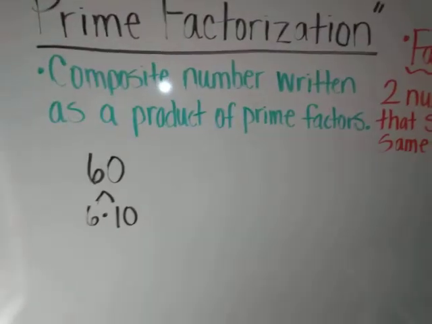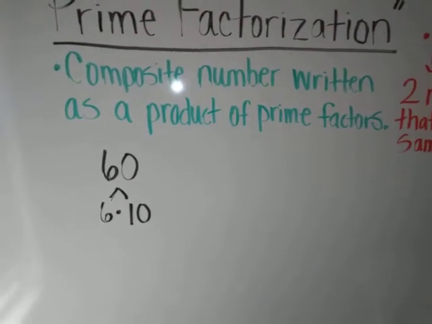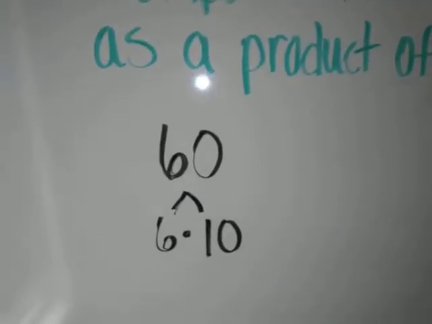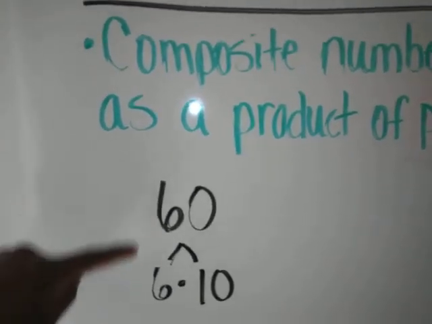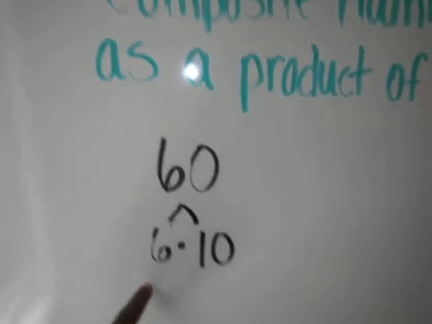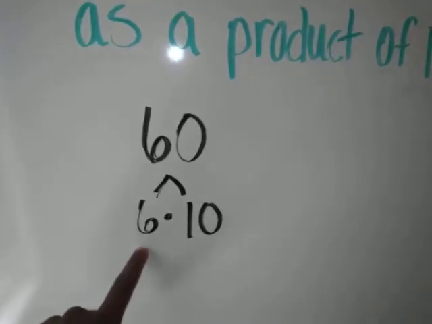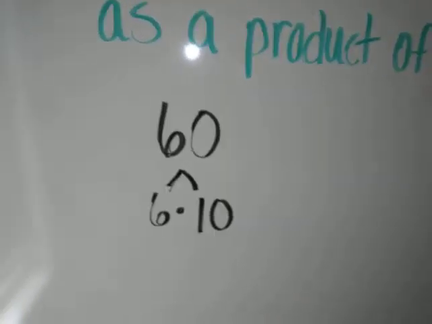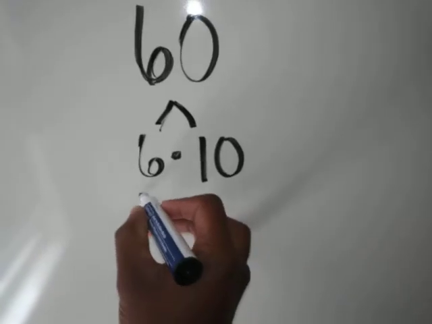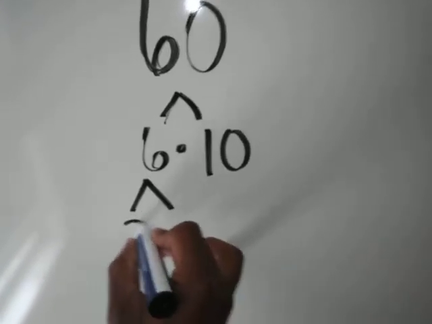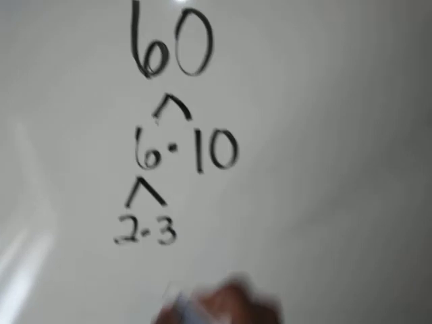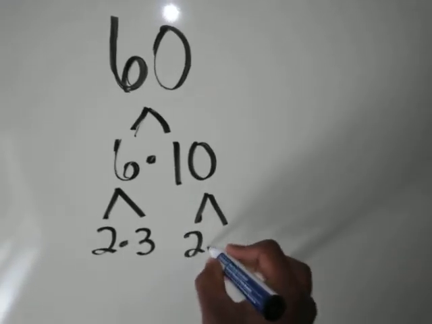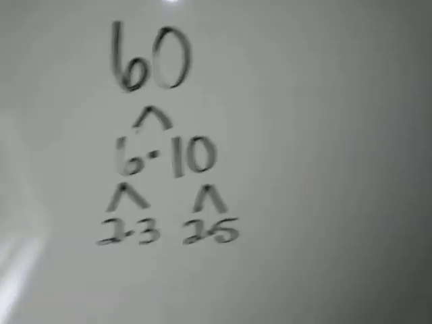Now, if you go back to the definition, we have a composite number written as a product of prime factors. Well, 6 and 10 are not prime at the moment. So just what we did for 60 to get 6 times 10, we now have to do for both of these values. So break 6 down to its prime factors, break 10 down to also its prime factors. All right, let's go ahead and do that. If I break 6 down, I'm going to use 2 times 3. And if I break 10 down, I'm going to use 2 times 5.